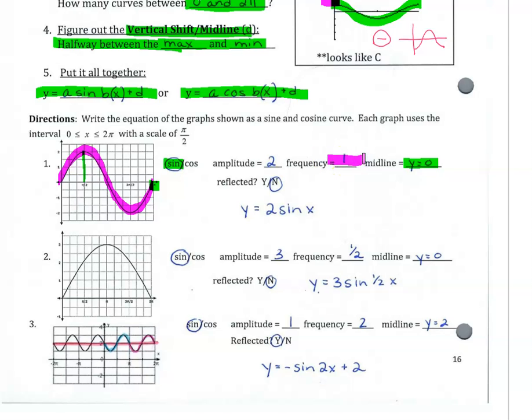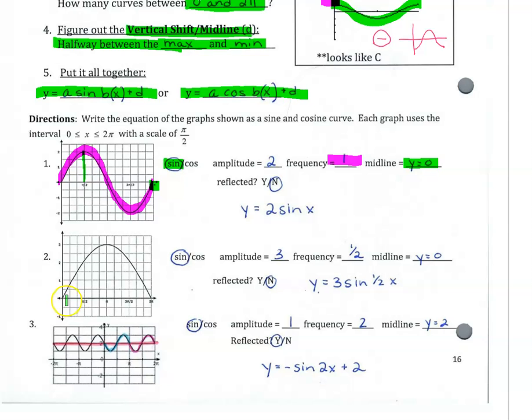Last little question, has my sine curve been reflected? No, because it's going to a maximum first, so therefore it's got to be positive in front. So my final answer, putting it all together, is y equals 2 sine of 1x plus 0, or just 2 sine of x. Moving on to the next guy.